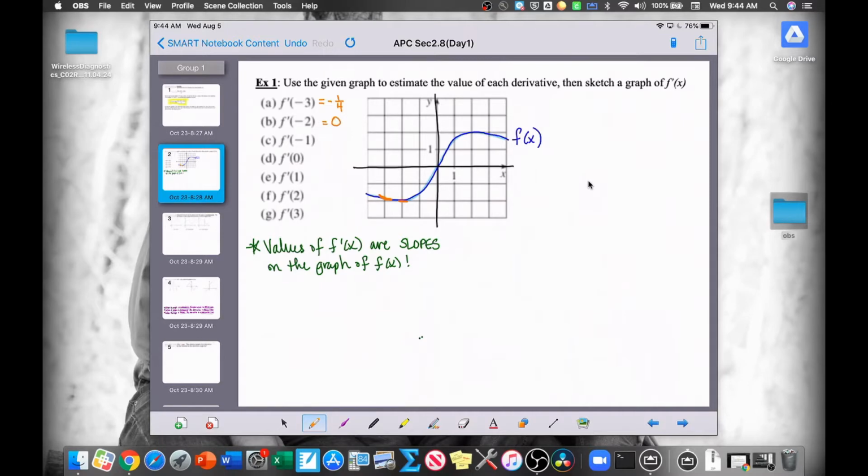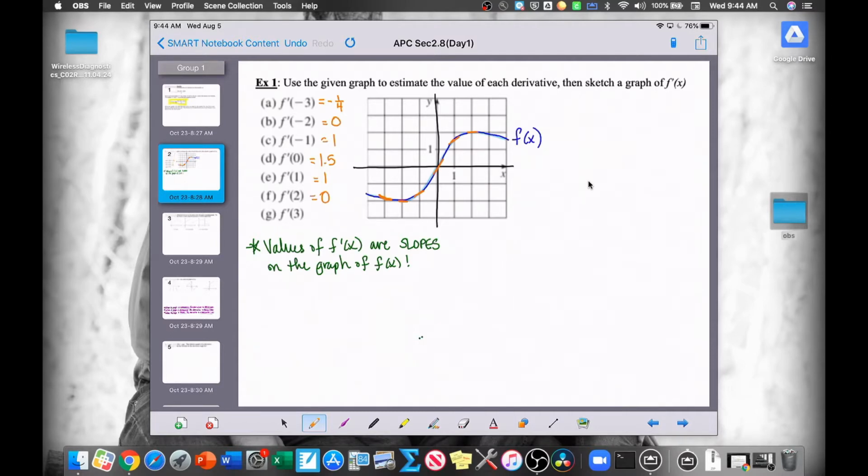F prime of -1. So what is the slope right here when x is -1? Well, it looks to me like that's about a slope of 1. F prime of 0 right here, if we extended that line, I don't think that's quite 2. We'll maybe call that a slope of 1.5. F prime of 1, what's our slope right here? Well, that's a little shallower again. I would say that that's a slope of 1. F prime of 2, little spot again where we're horizontal, so that has a slope of 0.